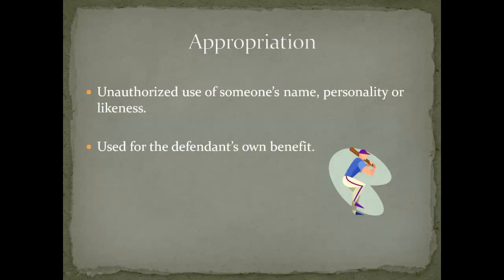Appropriation is also considered a form of invasion of privacy. Appropriation consists of the unauthorized use of someone's name, personality, or photograph for the defendant's own benefit. In other words, this tort consists of appropriating some element of the plaintiff's personality for commercial use without the plaintiff's permission. An example of this might be using a famous baseball player's photograph on an advertisement for sporting goods.